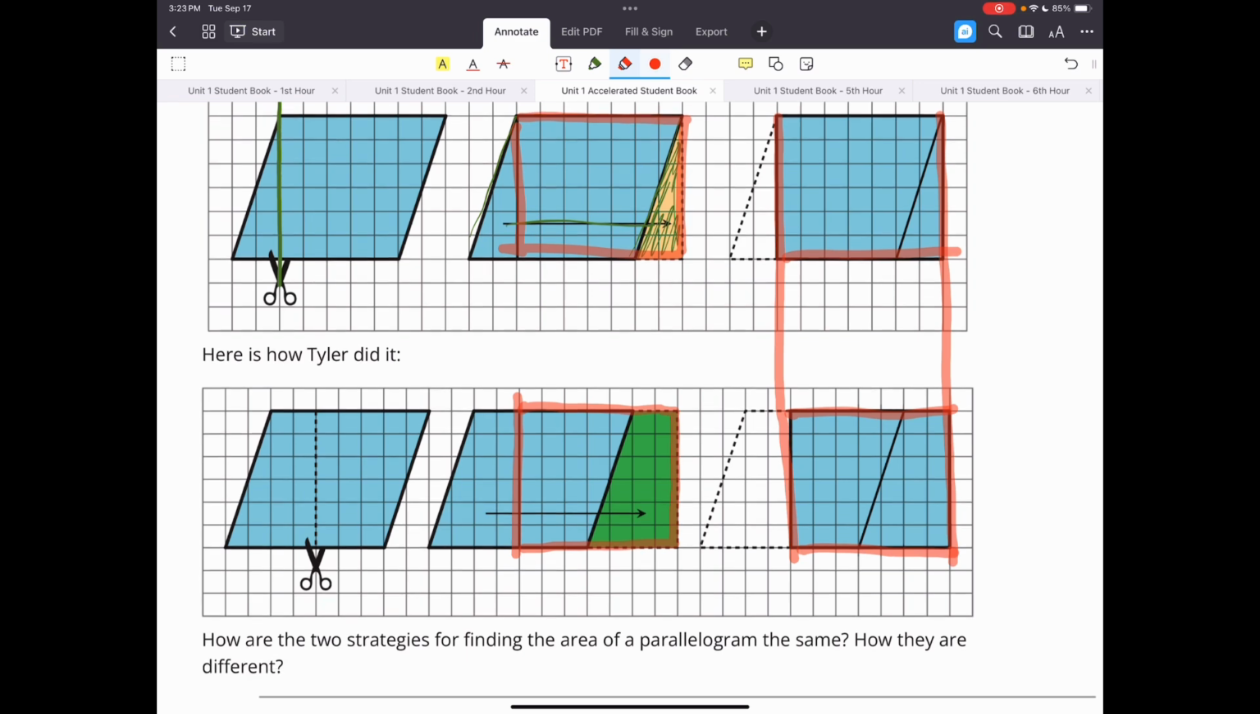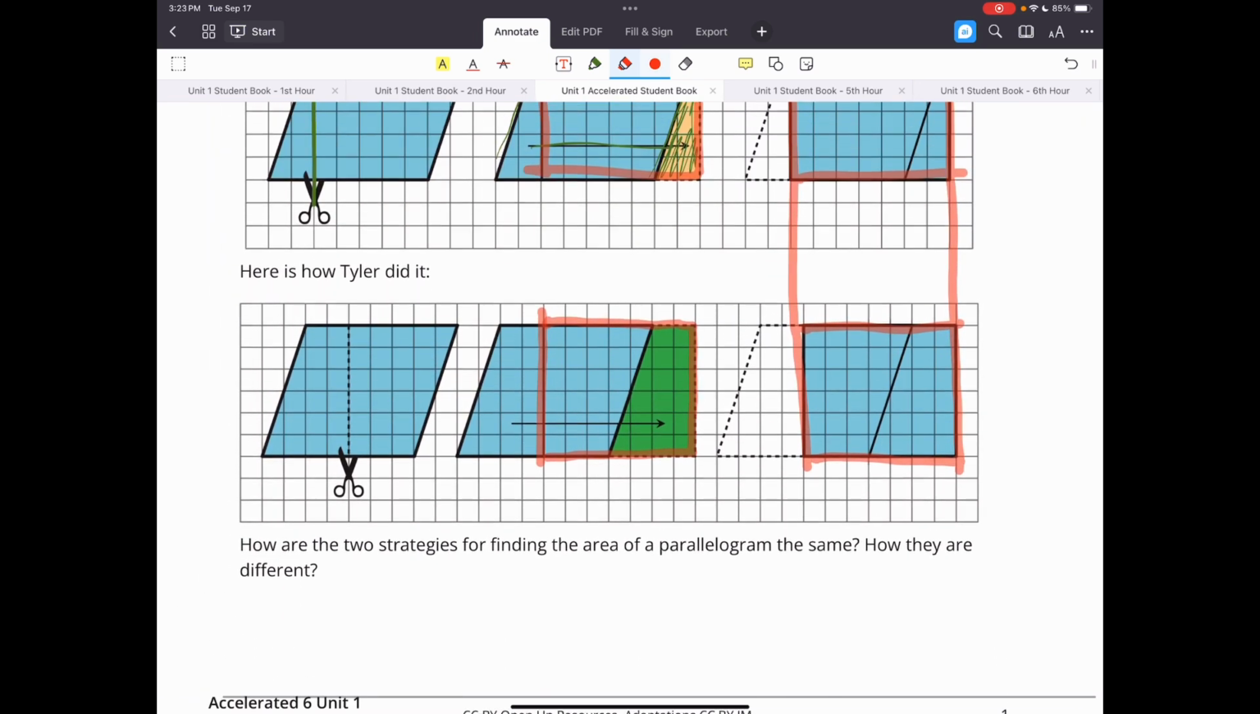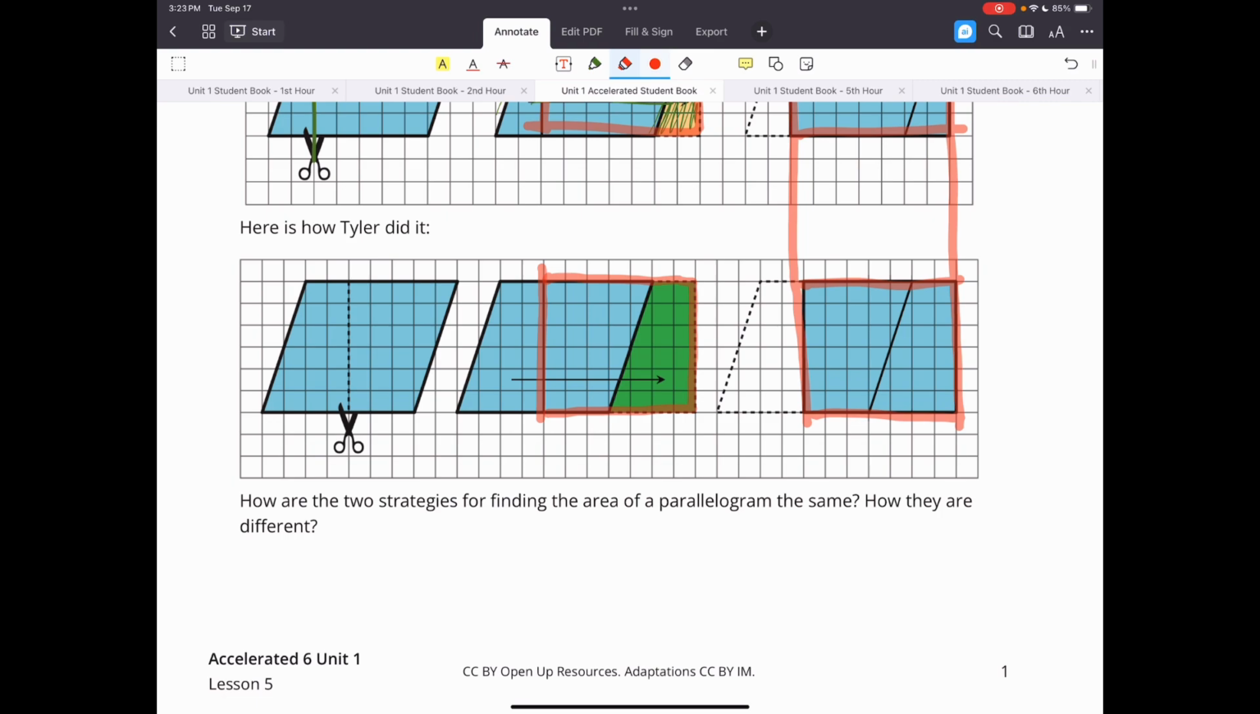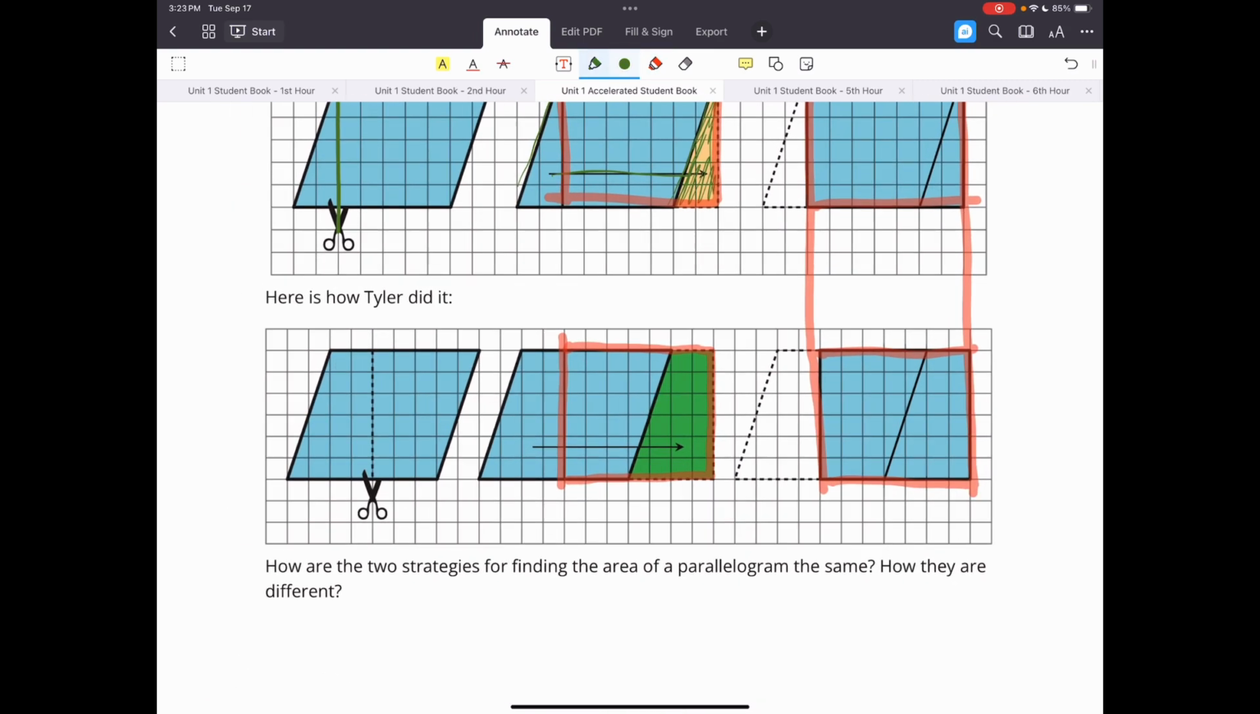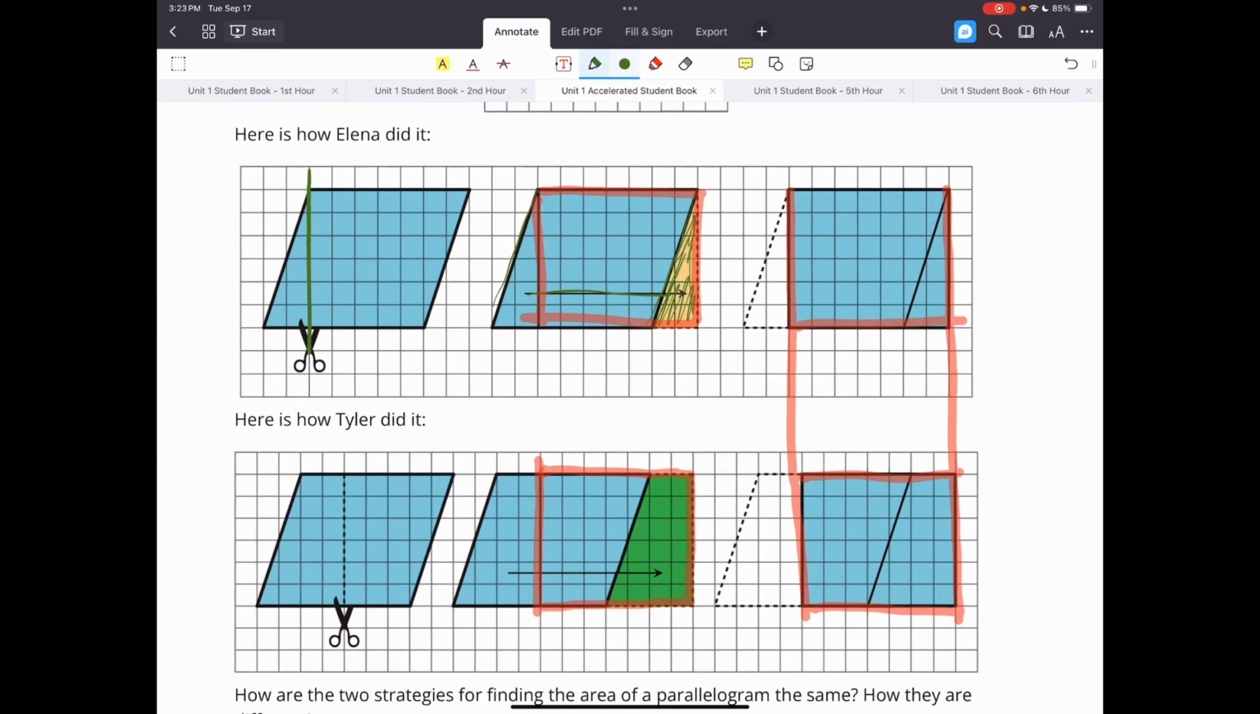Okay, so we don't have to write anything down. It doesn't matter about writing down the different strategies. What I just wanted you to see is that as long as you cut at a perpendicular from base to base, straight up and down, you can cut anywhere across that parallelogram and the two pieces will slide together to create that rectangle, and it'll be the same regardless of where you cut it. Some are just easier than others.